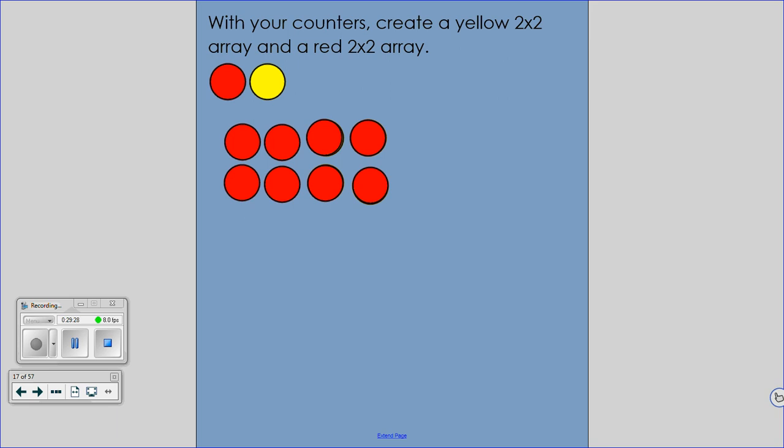Not a 4 by 4. Colin? 4 by 2. A 4 by 2. Or 2 by 4, depending on how I want to say it. I have 2 rows by 4 columns. Yeah, go ahead and draw that in your notebook. You can draw that array if you want to, that's fine.